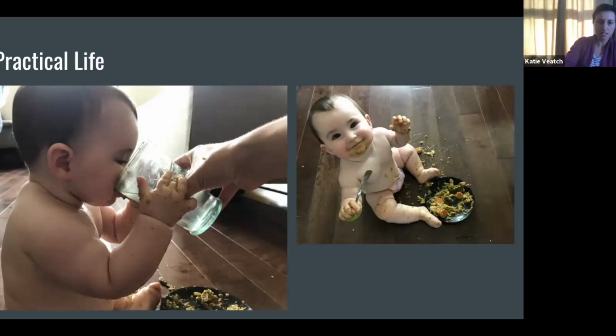So here is my friend Nora again, and Nora's drinking from an open cup. So we talked about this yesterday. Some children can do this right away. Some need a little more time, and that's okay. So meals are opportunities for independence.